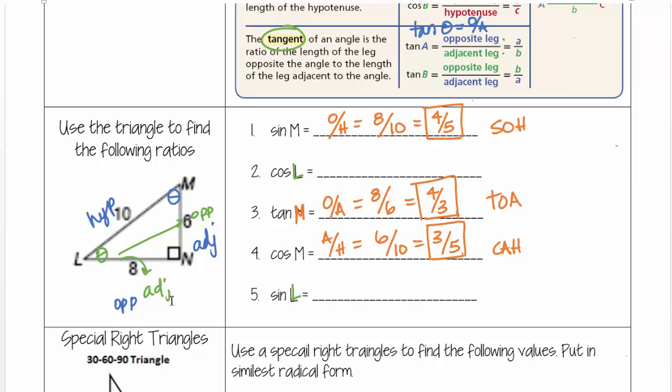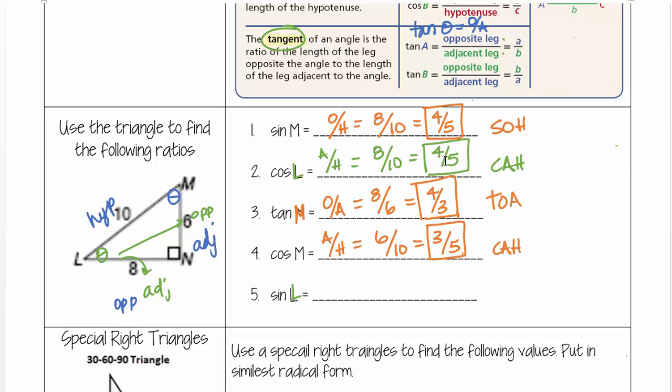So when I need to find the cosine, that's our CAH, I'm going to take the adjacent divided by the hypotenuse. This time my adjacent is the one right next to it, so it's 8. And my hypotenuse is still 10. So this simplifies to 4/5.